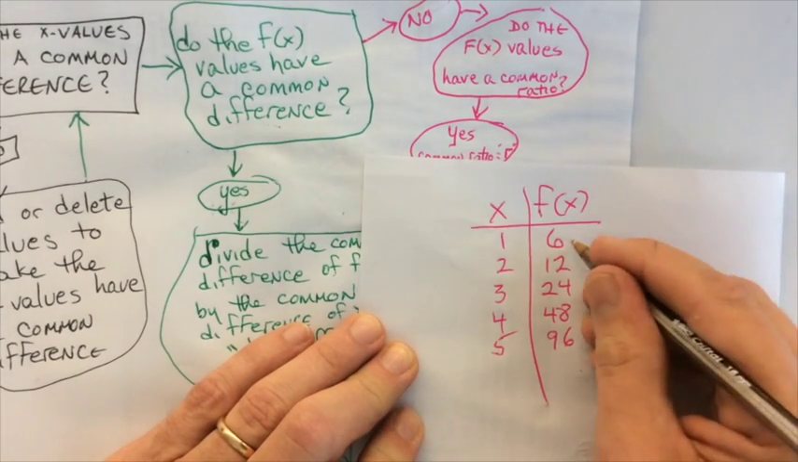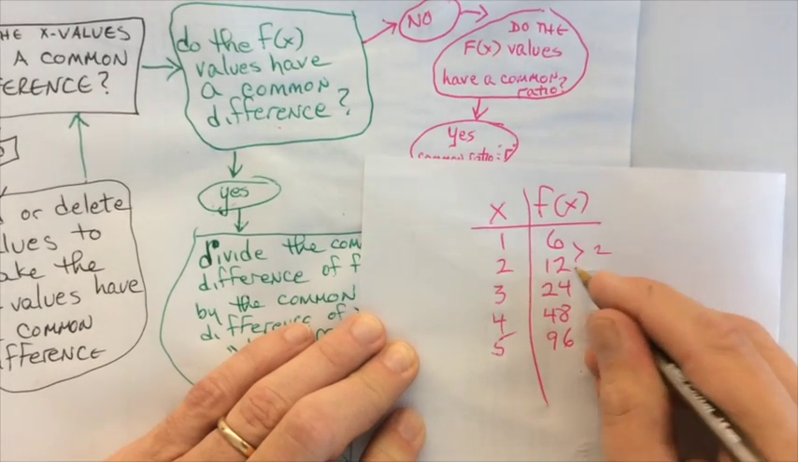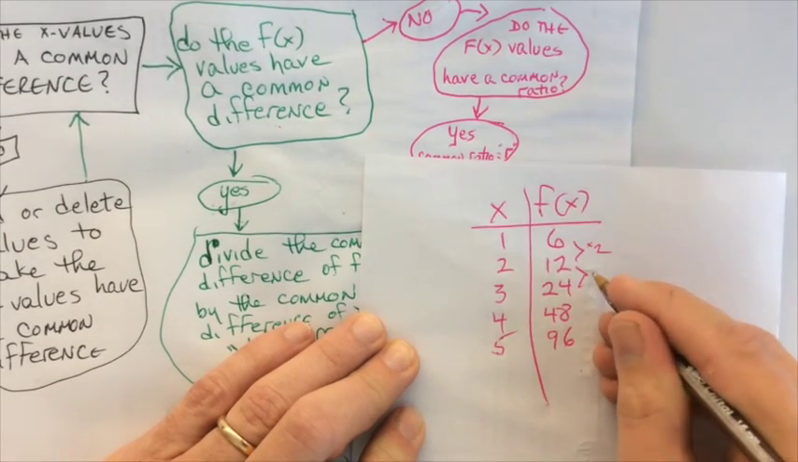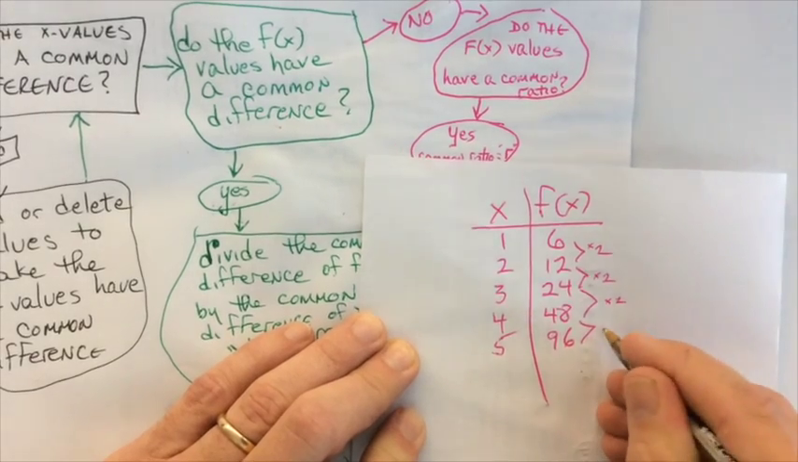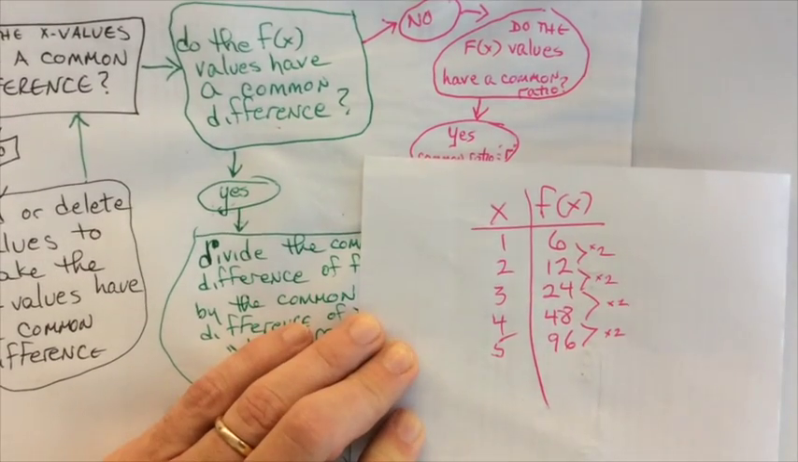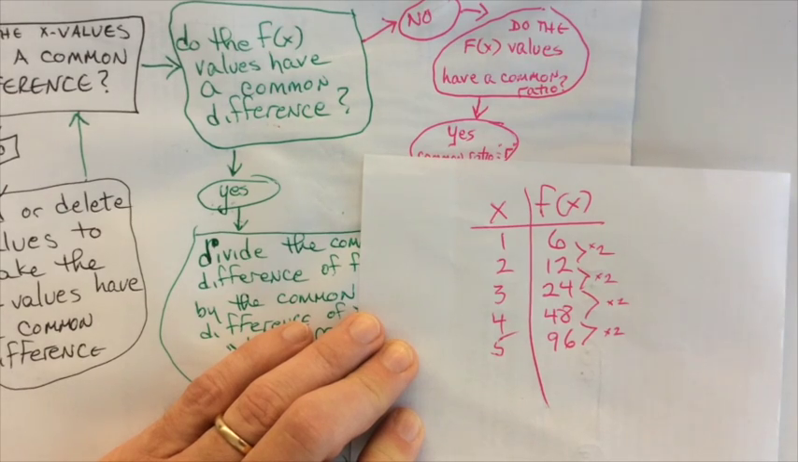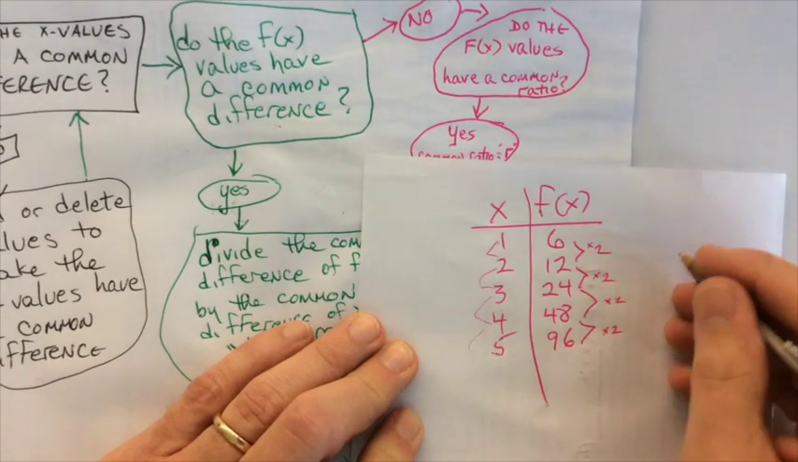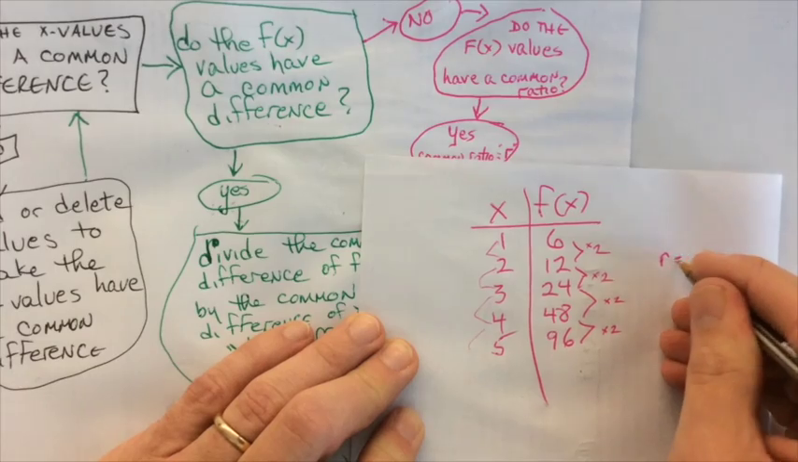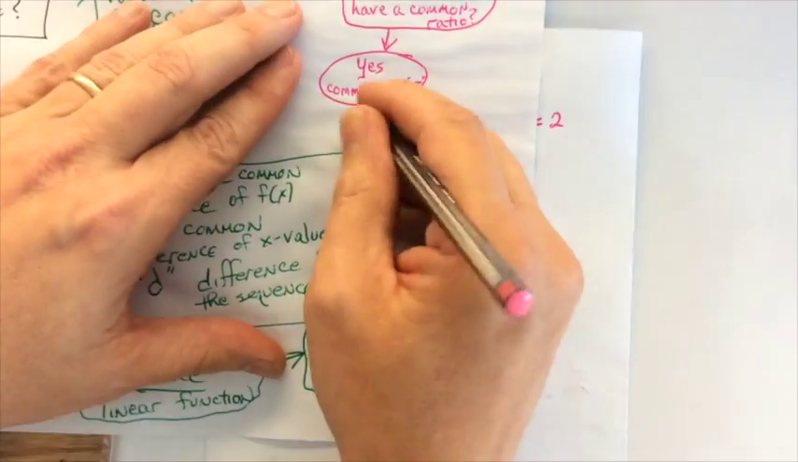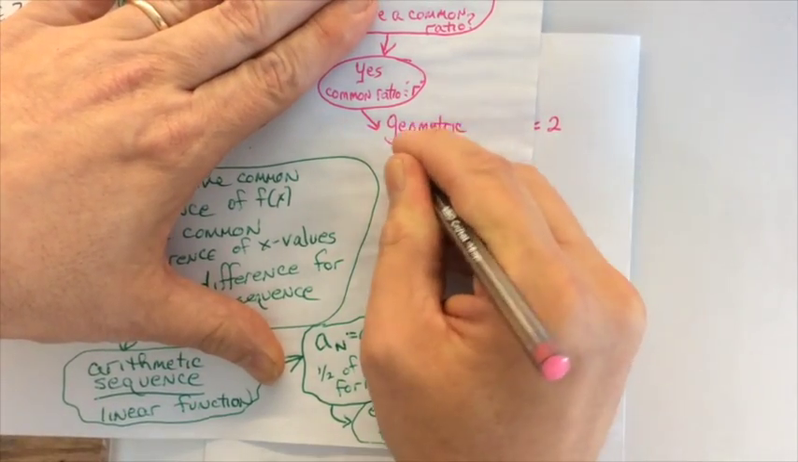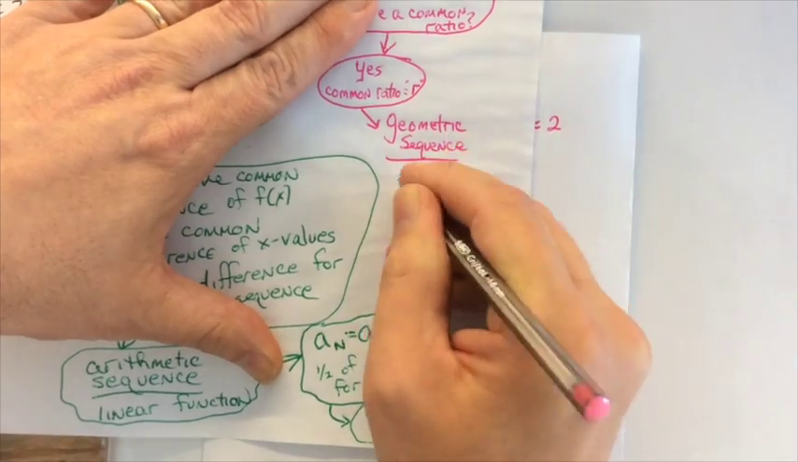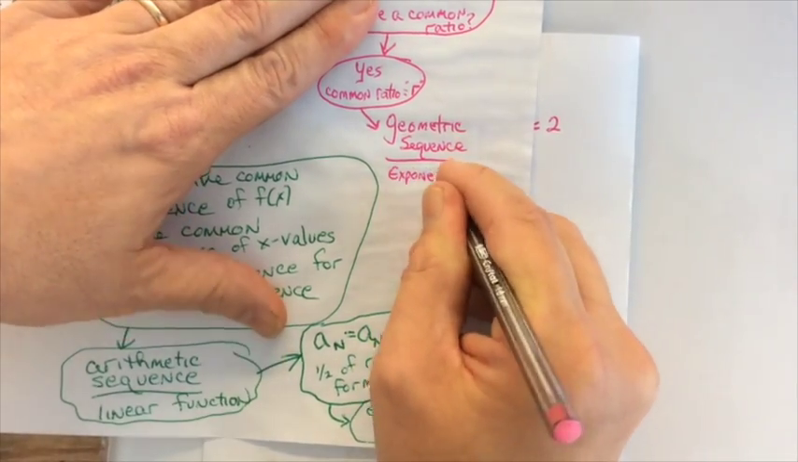Okay. So here's 2, right? Times 2, times 2, times 2, times 2. The common ratio of 2. So our ratio here is 2. So what does that mean? Well, the way we would describe this, first of all, it's a geometric sequence, which means it's an exponential function.